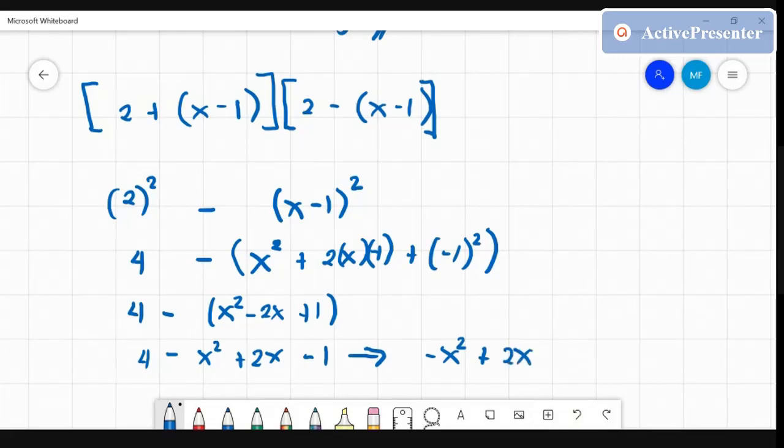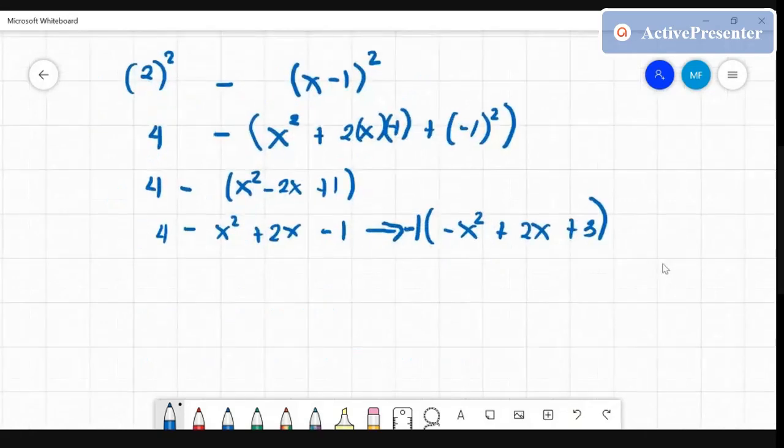4 minus 1 is positive 3. Take note, if we have the given expression and our first term is negative, always multiply the whole expression by negative 1. So let us multiply this one by negative 1. So negative 1 times the whole expression. So it becomes x squared minus 2x minus 3. And this will be our final answer.